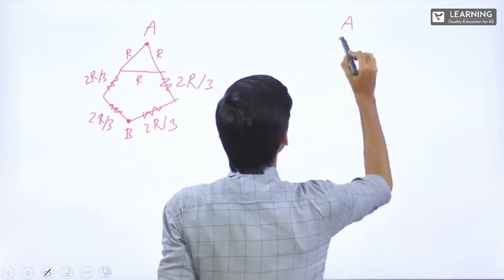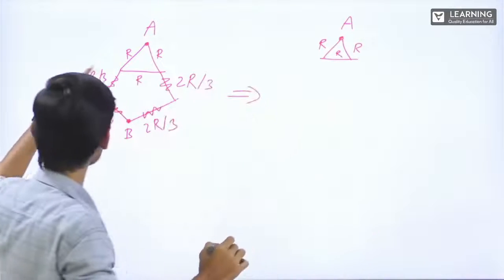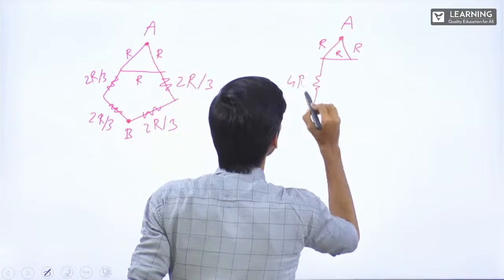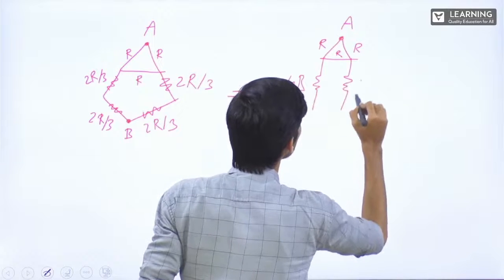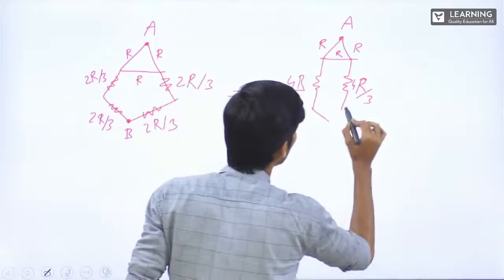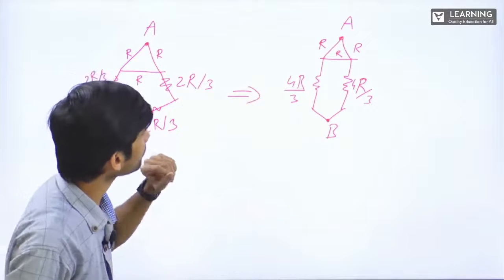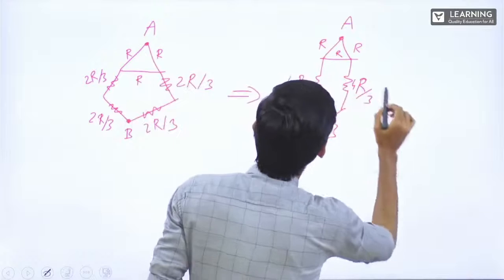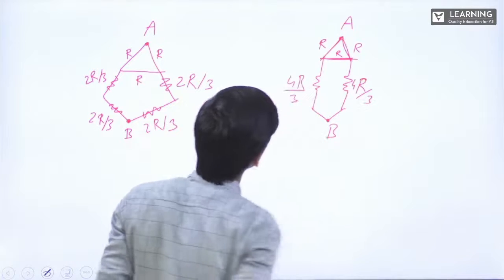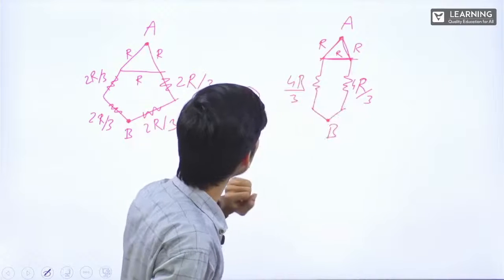Again, A is here, R, R, this is R. Here, these two in series means 2R by 3 plus 2R by 3 is 4R by 3. These two are in series means 4R by 3. Then this B point is there here. Now if you see, this R and this R, these two are separated from here. All the three are connected here.